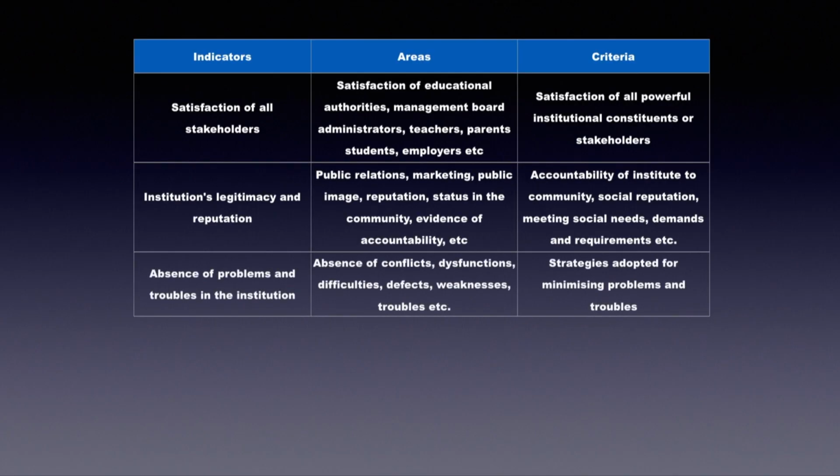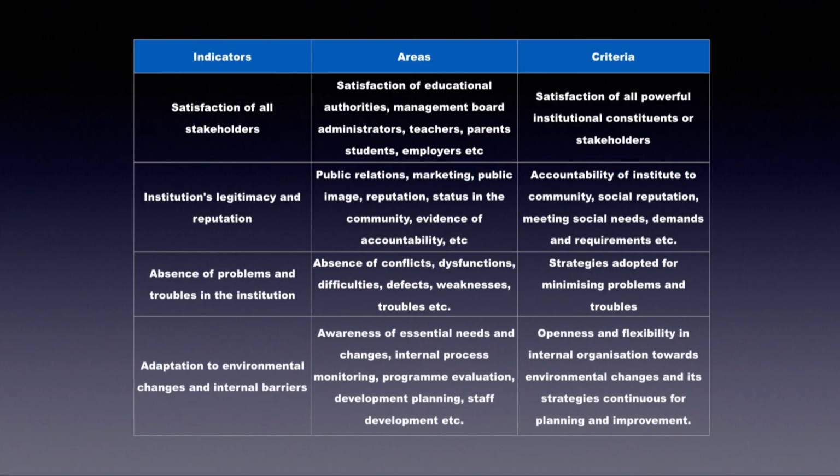Then another indicator which can help us to understand the performance of an institution is the absence of problems and troubles. These can be understood from the absence of conflicts, dysfunctions, difficulties, defects, weaknesses, troubles, etc. in the institution. If these are not there, or strategies are being adopted to minimize them, this indicates that the institution is trying to overcome the difficulties it is facing so that the goals can be achieved in an effective manner. Then lastly, adaptation to environmental changes and internal barriers.